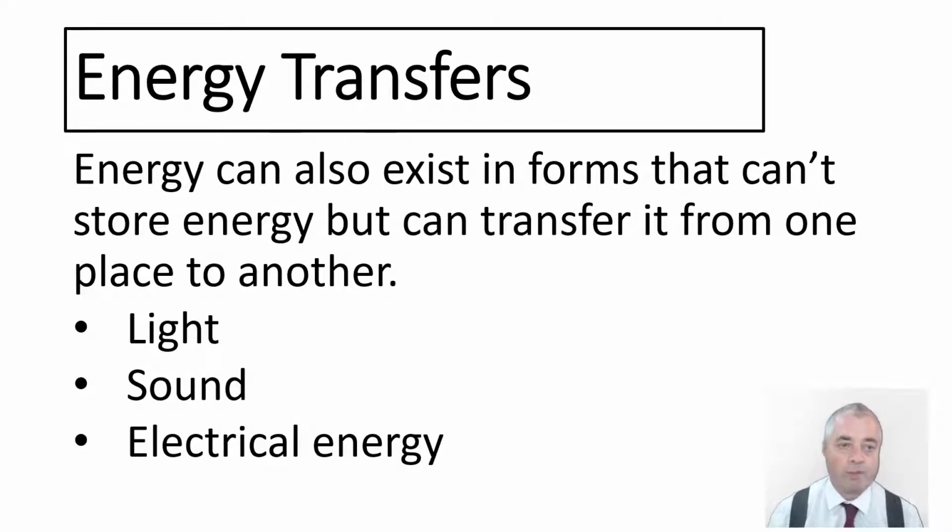There are some forms of energy where it's really difficult to store energy in those forms, but those forms of energy do transfer energy, and we sometimes call these energy transfers. So we might talk about energy being transferred from a light bulb into a room as light, or we might talk about energy being transferred electrically if an electrical appliance is working.